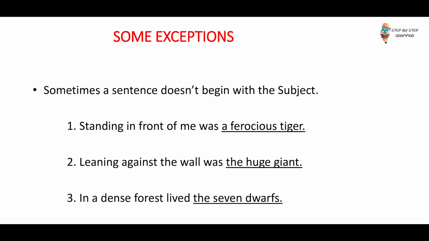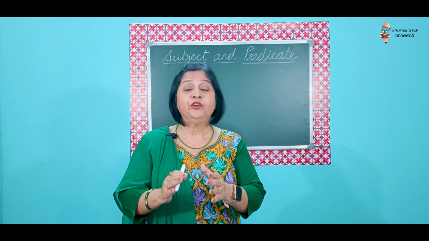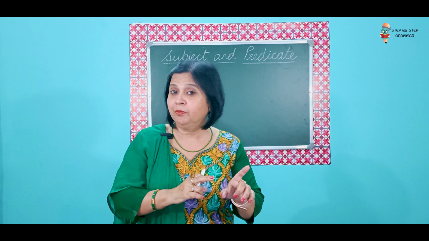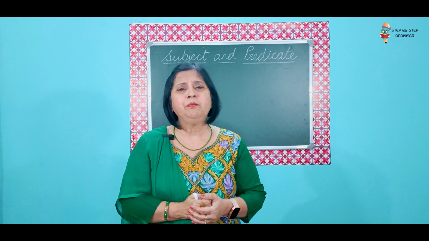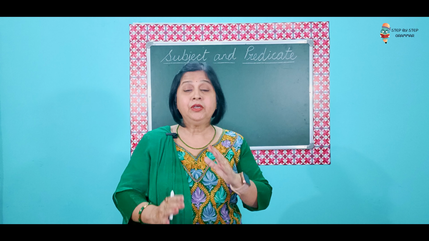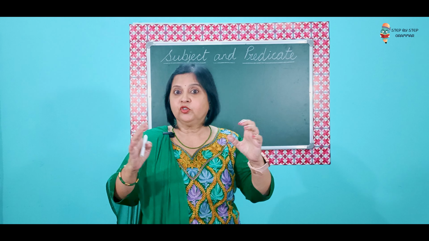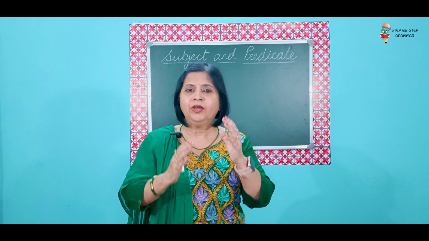For example, the very first sentence that you see, standing in front of me was a ferocious tiger. Whom are we talking about in this sentence? A ferocious tiger. So a ferocious tiger is the subject, but it is not at the beginning of the sentence, it is towards the end. Now, why did we put it towards the end? We could have simply said a ferocious tiger was standing in front of me. But maybe to make it sound a little more dramatic while you're writing something, you can just imagine the mood and the tone in which you can say, standing in front of me was a ferocious tiger. So when you say it this way, it becomes a little more dramatic.